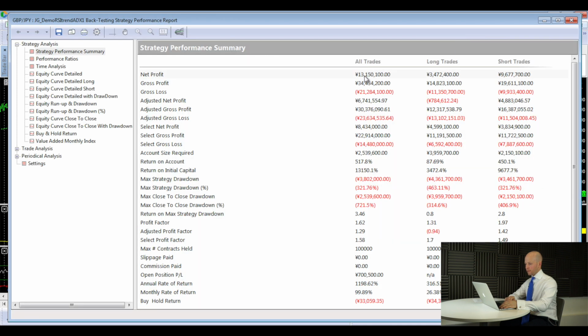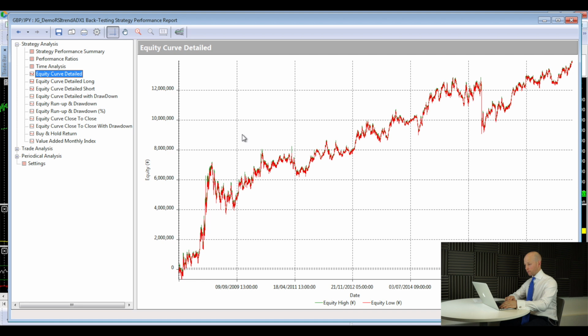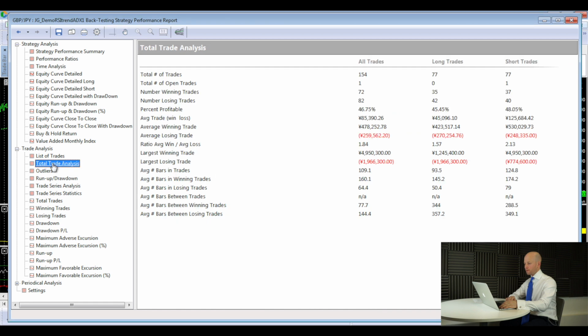And we can see here's our net profit. The equity curve is much better than the previous one where we introduced the ADX filter, and better than the first one which had no filter whatsoever. Total trade analysis, slightly more accurate at 46%. We've got that average trade of 85,000. We are filtering out trades, so we have got less trades.